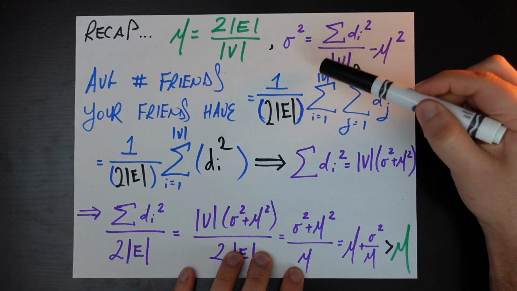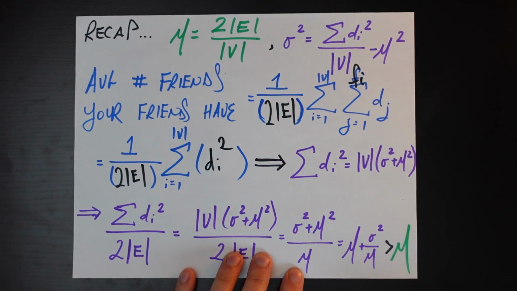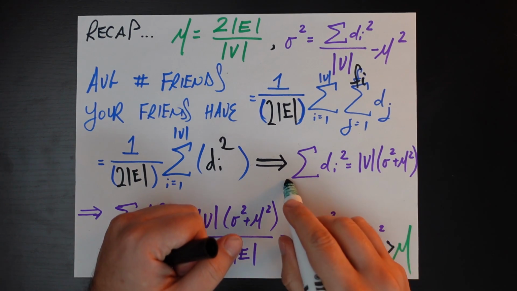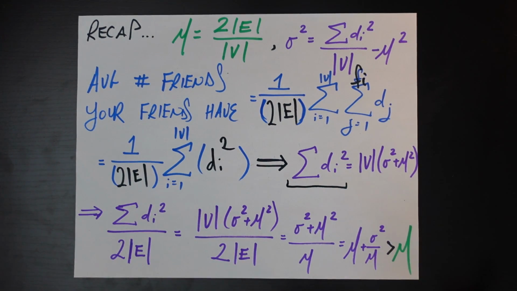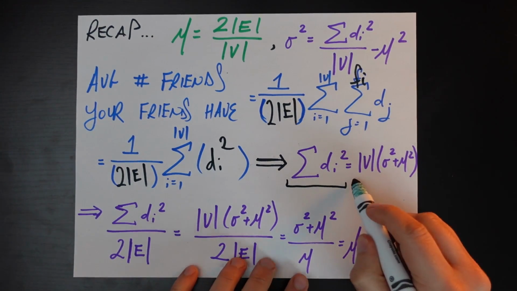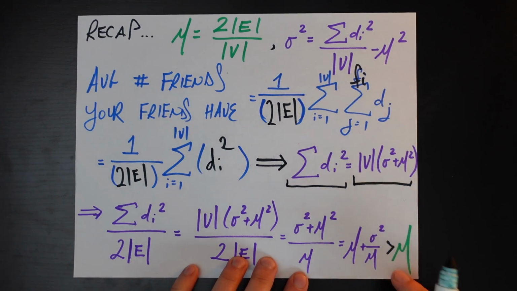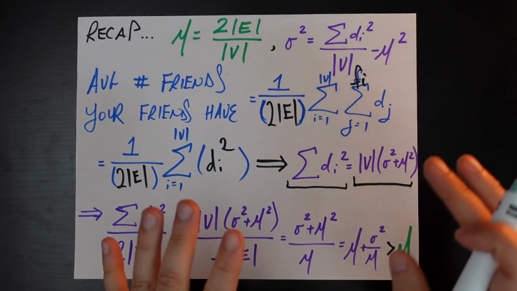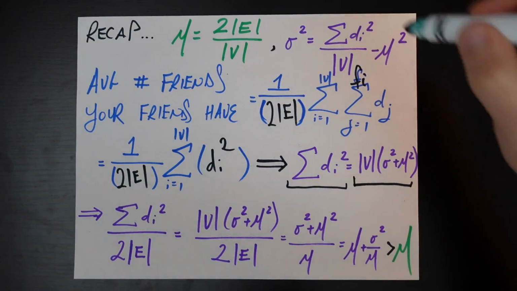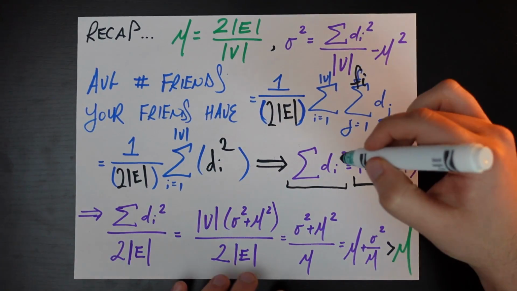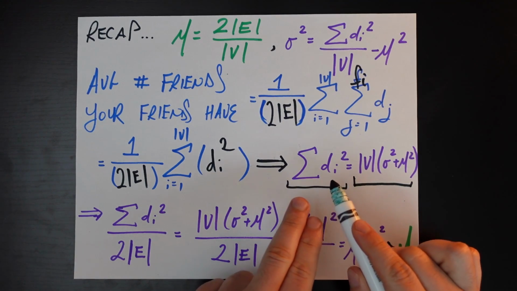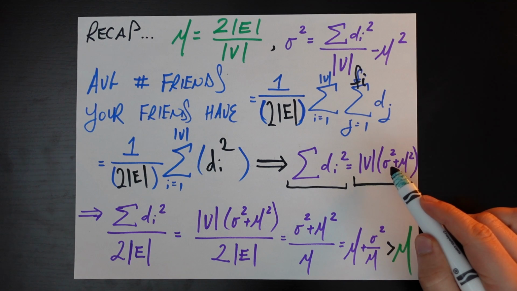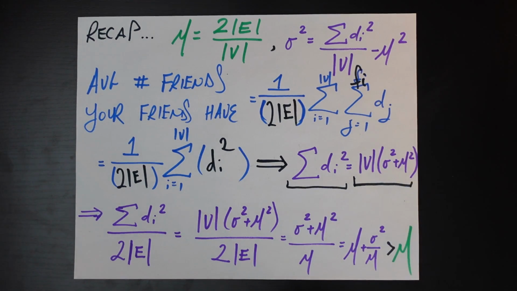And then I'm going to multiply the number of vertices, or the number of people in the world, on both sides. And you get the result that the sum of the squared degrees of everybody in the graph is equal to the number of people in the graph times sigma squared plus mu squared. Now you see why it was important to calculate the standard deviation, because now we have a formula for the sum of the squared degrees of everyone in the graph in terms of just sigma and mu and the number of people in the graph.